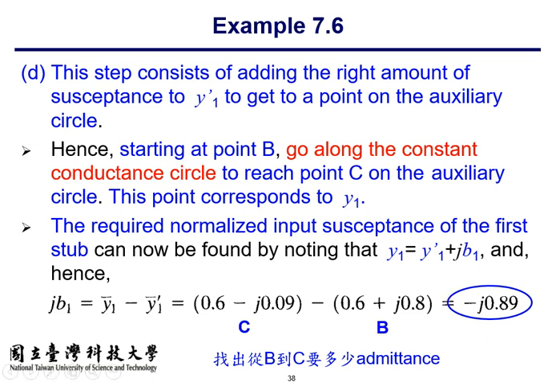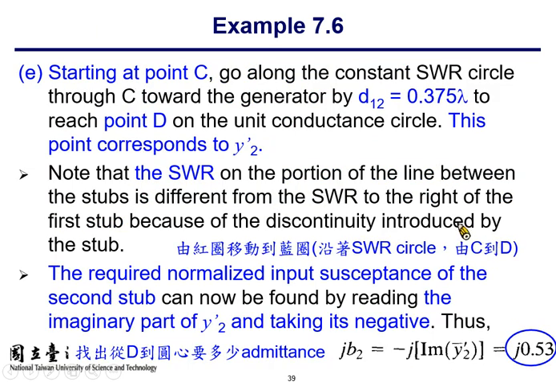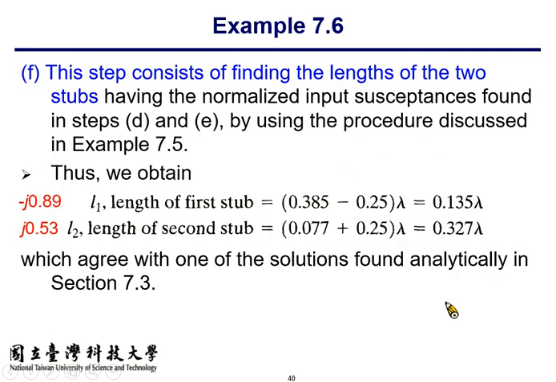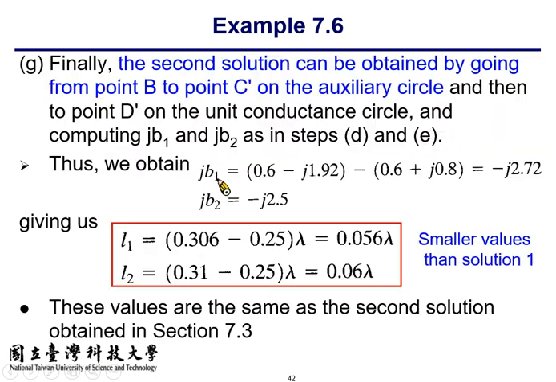Now, the first stub takes minus j0.89. And you have another choice. Another choice is to move the susceptance from positive point A to minus 1.92. Then the corresponding susceptance would be minus j2.72.